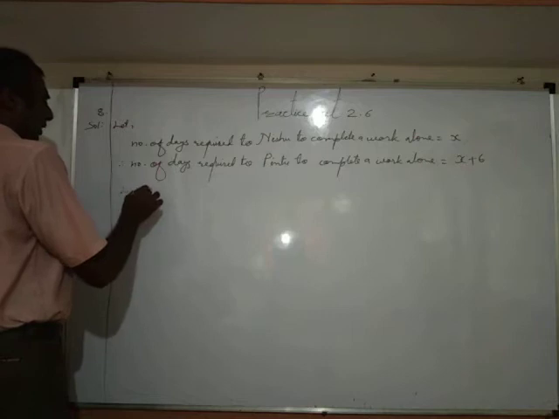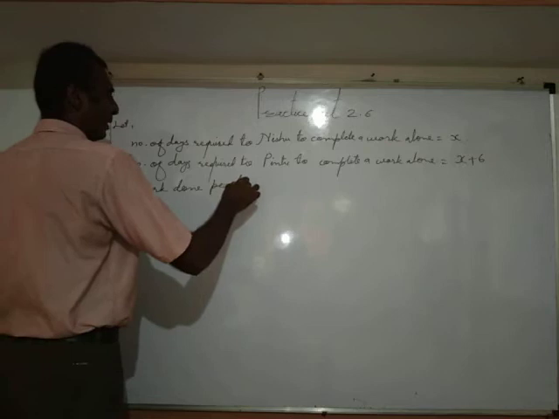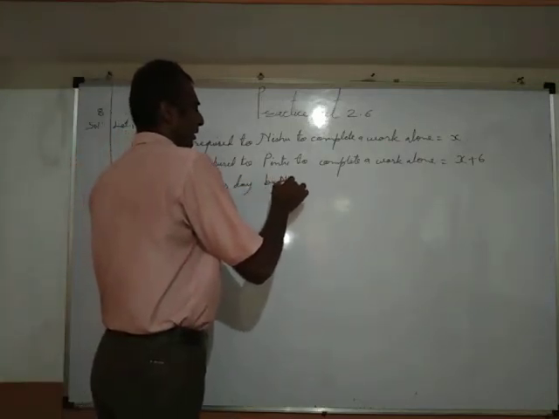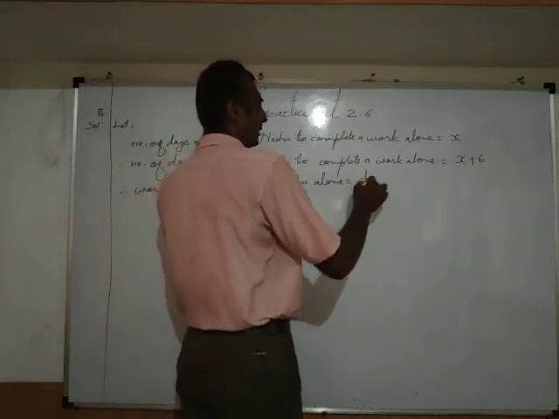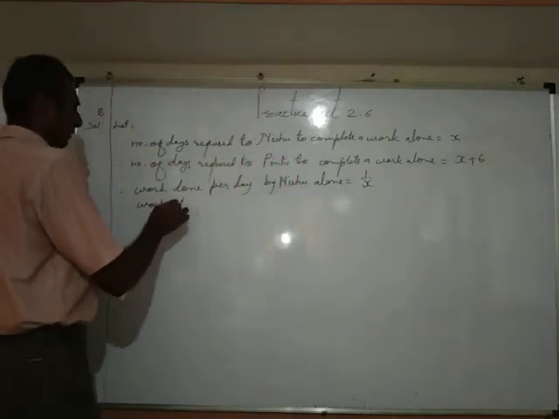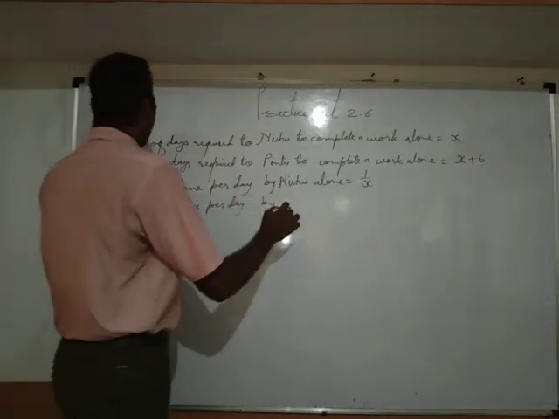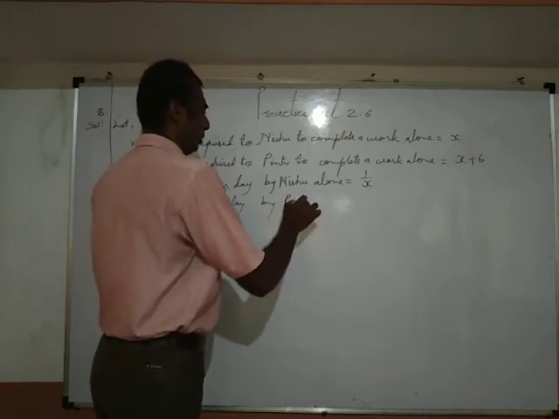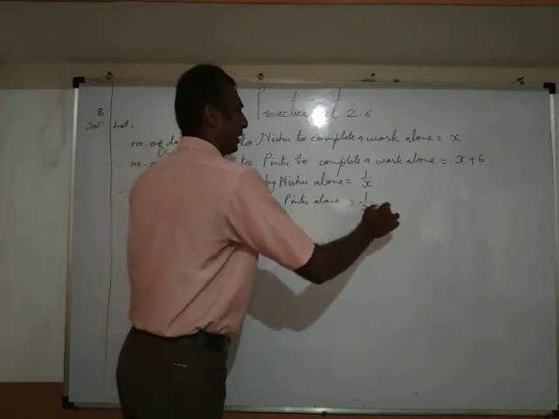Therefore, work done per day by Nishu alone equals 1 upon x. Work done per day by Pintu alone equals 1 upon x plus 6.